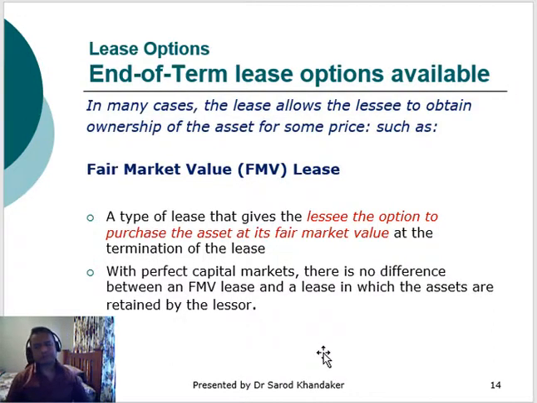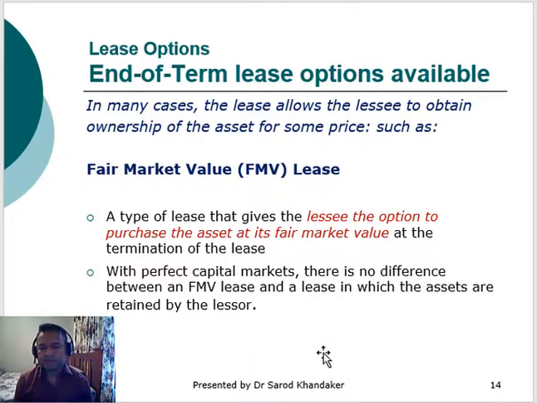So the lease options. In this slide we'll talk about the different types of lease options that are available for leasing. Number one is the fair market value lease. This is a type of lease that gives the lessee the option to purchase the asset at the fair market value at the termination of the lease. With a perfect capital market, there is no difference between the fair market value lease and the lease in which the assets are retained by the lessor.